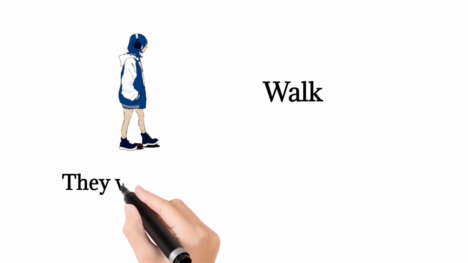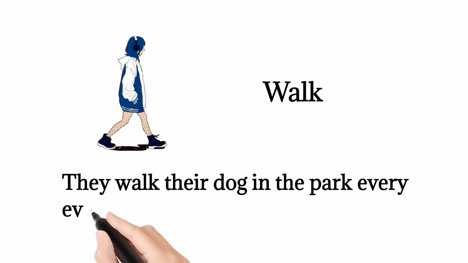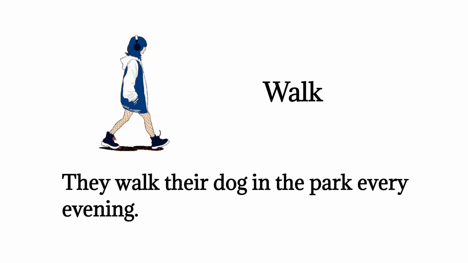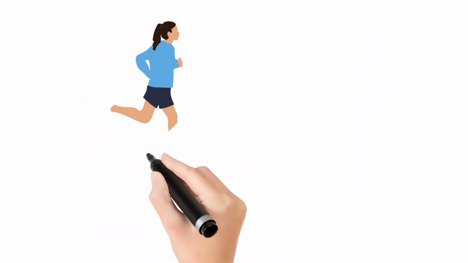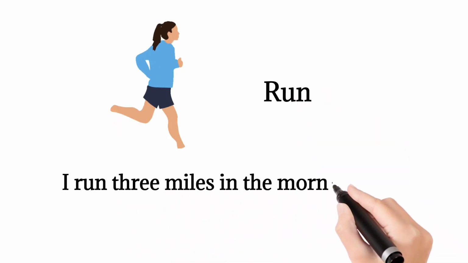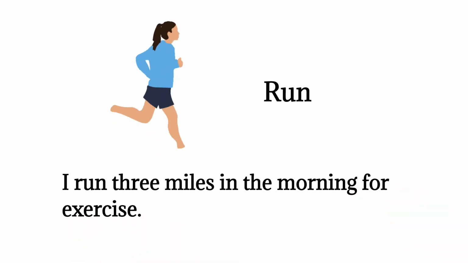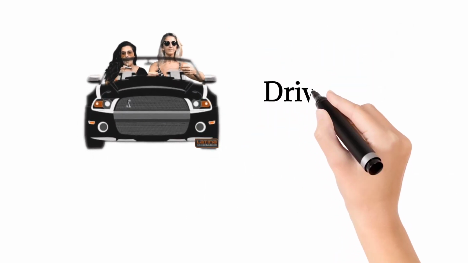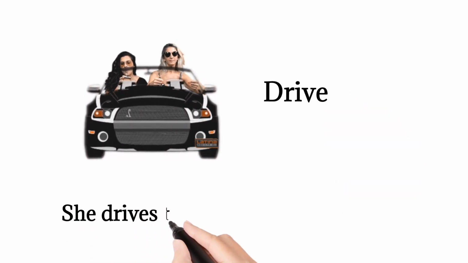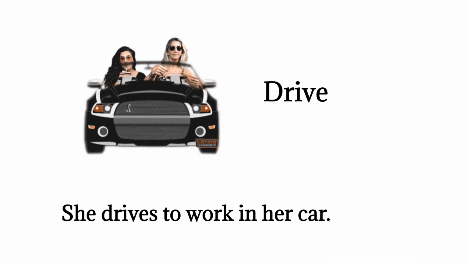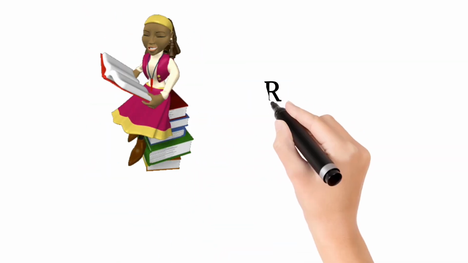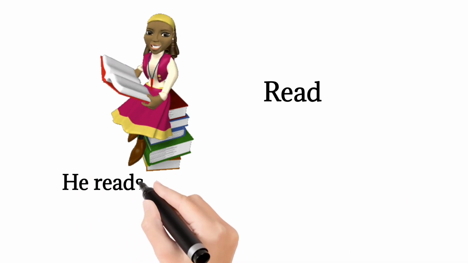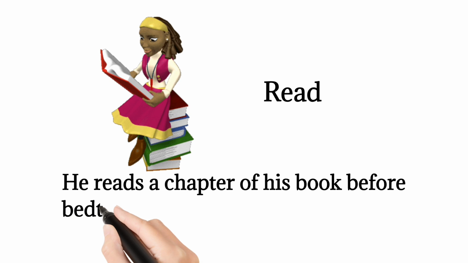Walk. They walk their dog in the park every evening. Run. I run 3 miles in the morning for exercise. Drive. She drives to work in her car. Read. He reads a chapter of his book before bedtime.